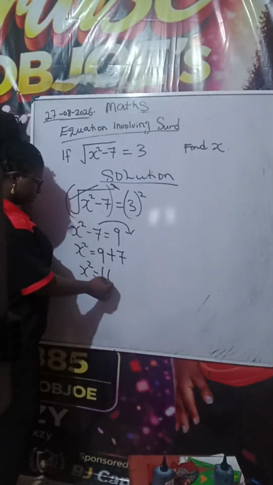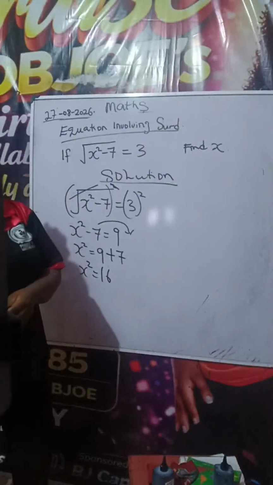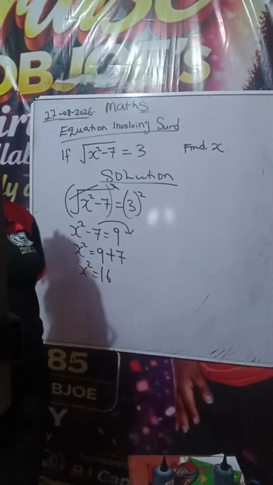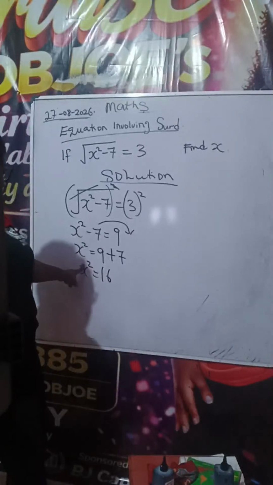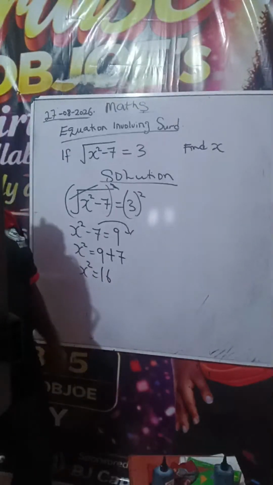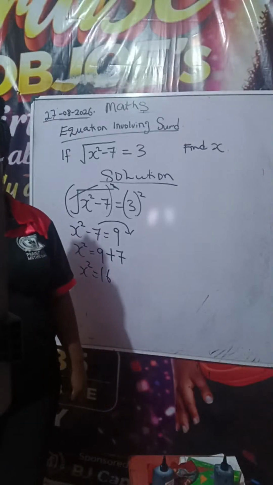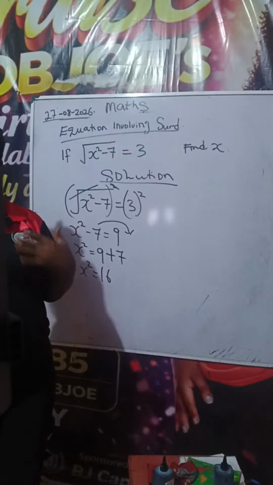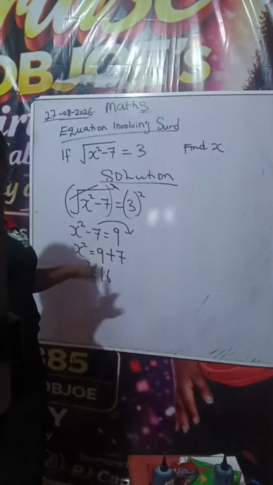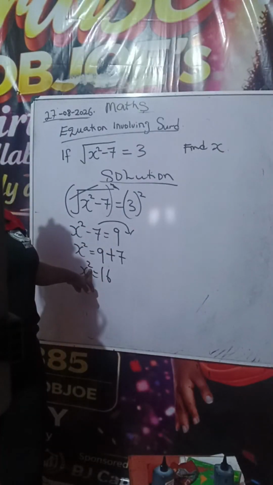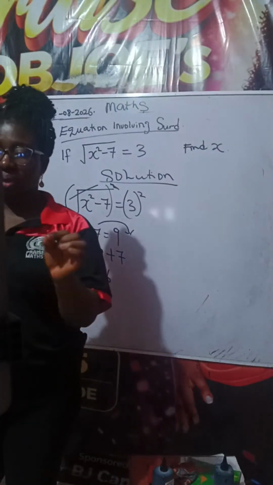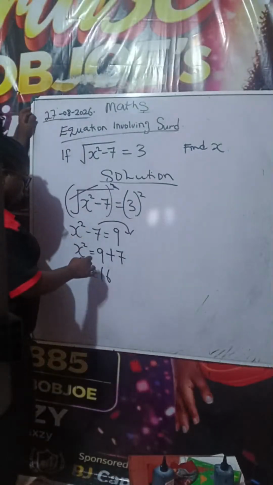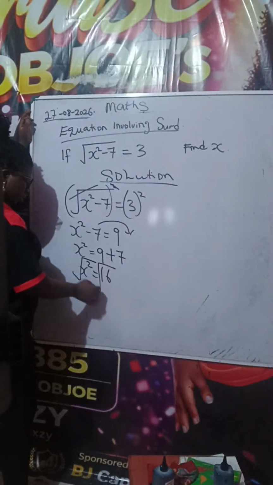Correct. Now, to remove this square here, what do we do? So now all we need to do is to take the square root. If I have a square, to remove it, we take the square root of both sides. Yes, exactly. So we take the square root. This removes it.